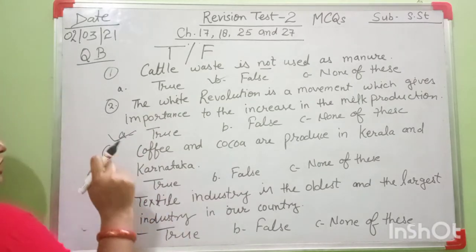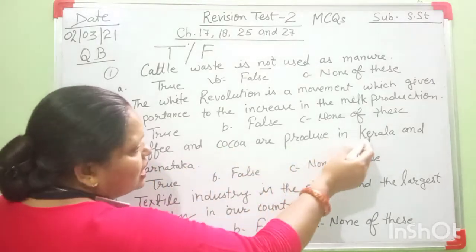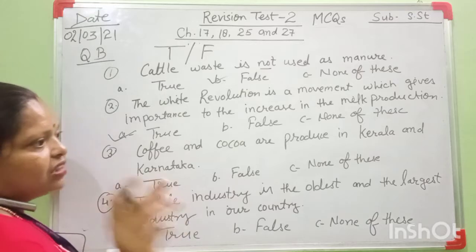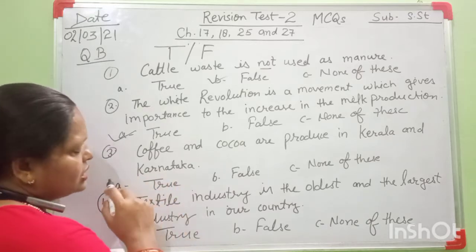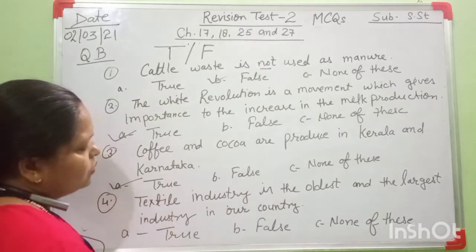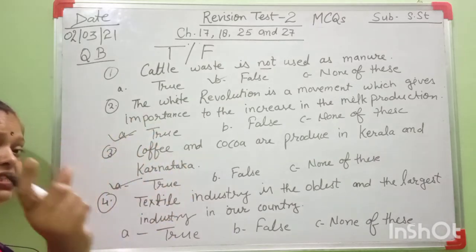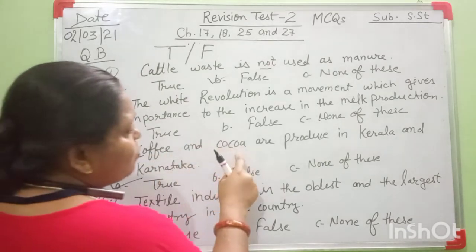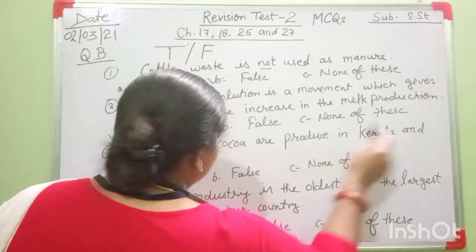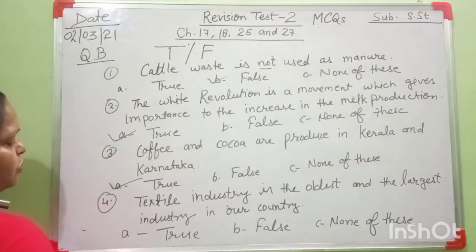The next question is question number 3. Coffee and cocoa are produced in Kerala and Karnataka, and the third state is also Tamil Nadu. That's why this sentence is true. And spices are grown in Kerala and Karnataka; if I mention Tamil Nadu in spices, that's why it's wrong. Coffee and cocoa are produced in Kerala and Karnataka, it's true.